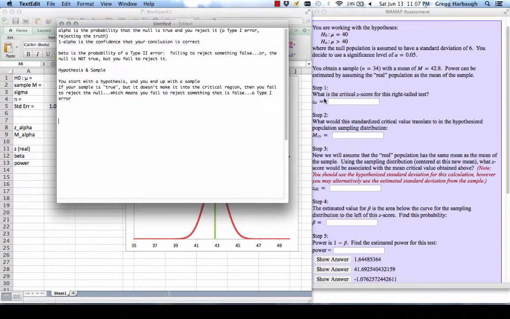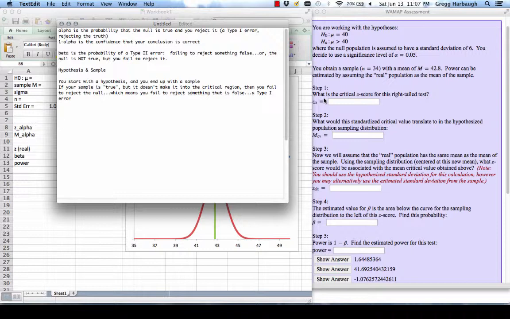This video demonstrates how to do a power calculation. As a quick review, alpha is the probability that you reject the null hypothesis, assuming that it is actually true, what we would call a type 1 error, rejecting the truth. 1 minus alpha is the confidence that your conclusion is actually correct.